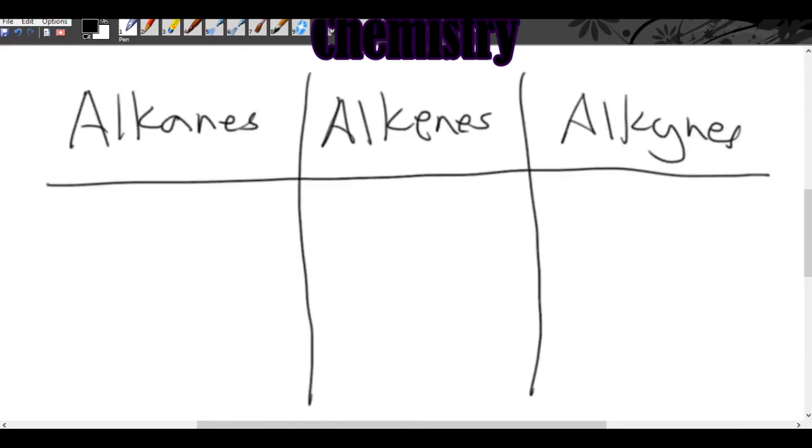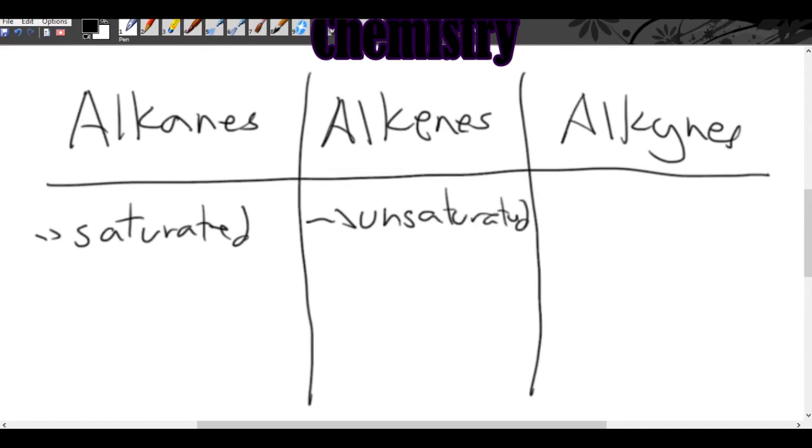Now here we have 3 types of hydrocarbons. This one here is an alkane, and it is a saturated compound. On the other hand, alkenes and alkynes are both unsaturated, because of the nature of the double and triple bonds.